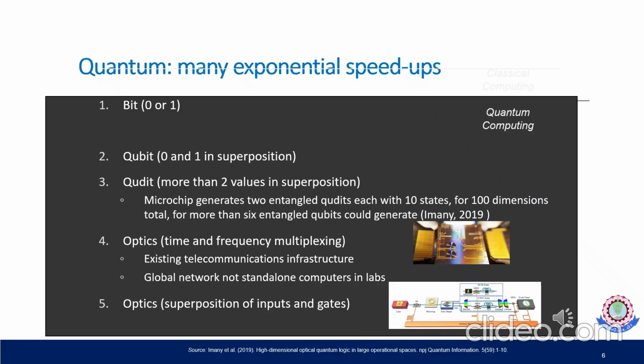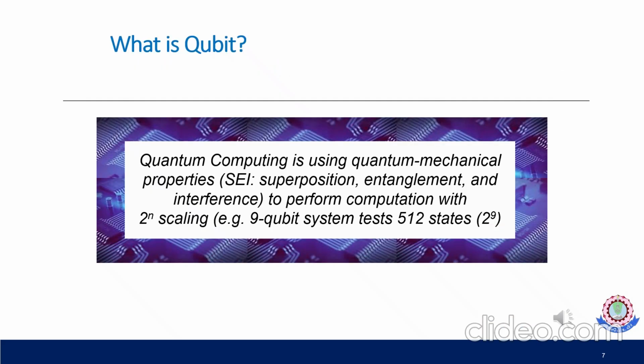Optics is a material which reveals time and frequency multiplexing. Existing telecommunication infrastructure reveals this. A global network is going to provide us non-standalone computers in labs. Optics is a material which also reveals the superconductors of inputs and gates.